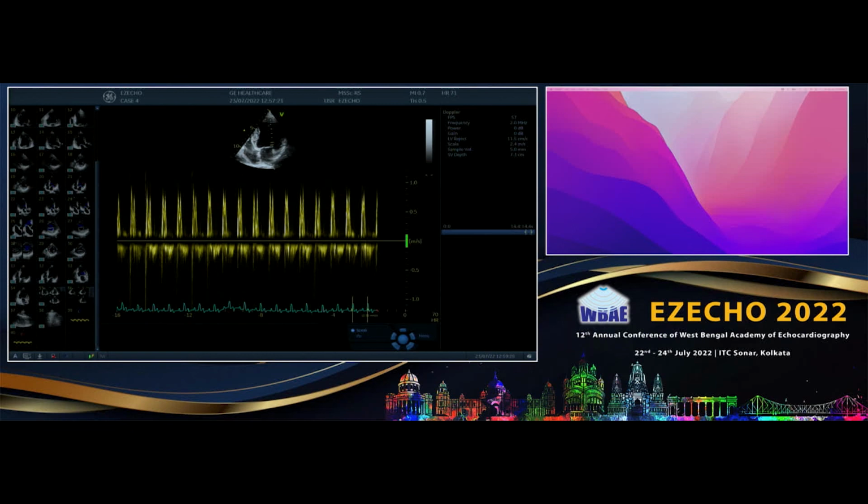But the rest of the things, the three most important things, the LA volume, the E by E prime and TR velocity, will not change just because of LBBB. If they are abnormal, definitely filling pressures are abnormal. In this patient, as compared to diastolic dysfunction, they will always have it because of the dyssynchronous relaxation.